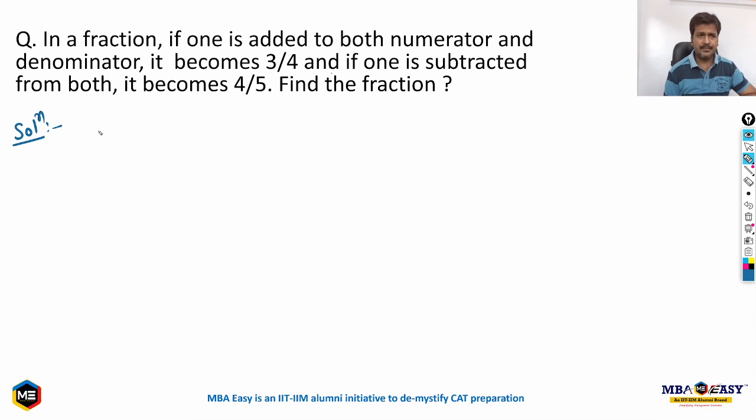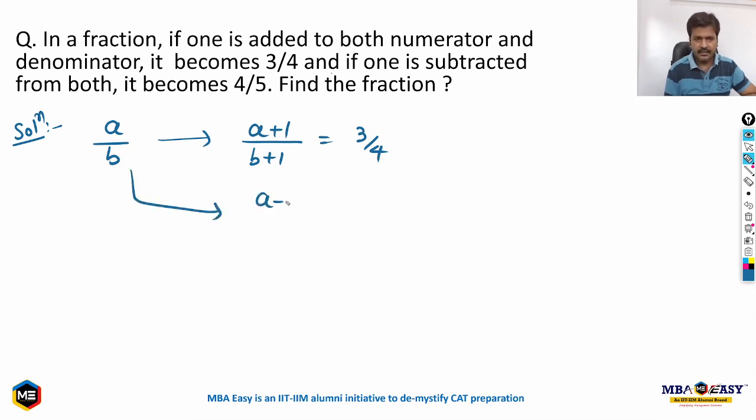Go through the question. It says, in a fraction, if 1 is added to both numerator and denominator it becomes 3 by 4, and if 1 is subtracted from both it becomes 4 by 5. So let's say my fraction is a by b. If I add 1 to both numerator and denominator, my fraction becomes 3 by 4. If I subtract, on the other hand, 1 from both numerator and denominator, it becomes 4 by 5. We have to find the fraction. That is, we have to find the values of a and b, and eventually we'll get our fraction a by b.